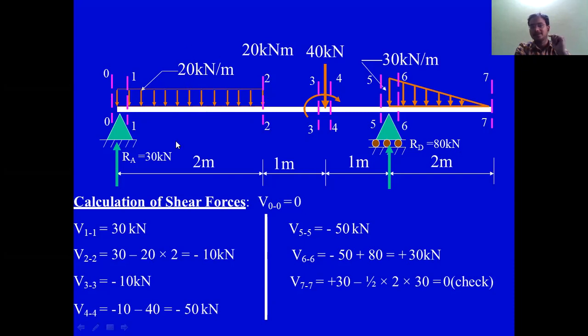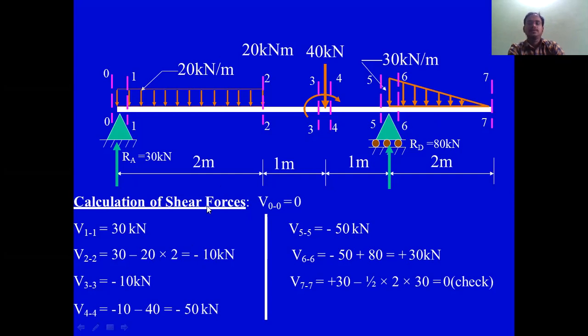If you are having extra load, you need to take a section again, one section, two sections you need to take. Then next, coming to this 40 kilonewton, one section before and the other section after. Then for this one, section before, other section after, and at 7-7 one more section, that is the last section. Now calculation of shear forces.